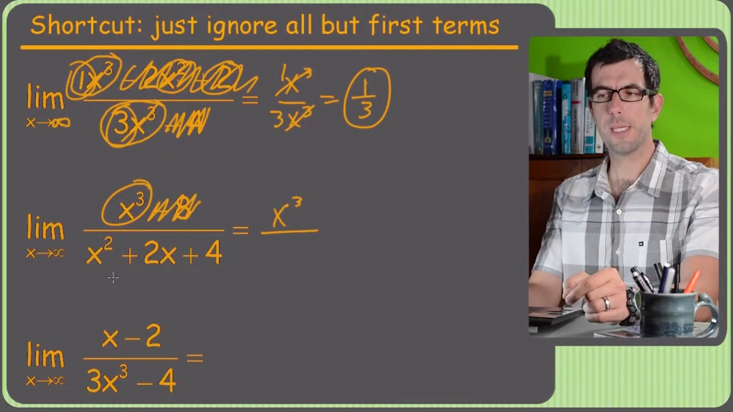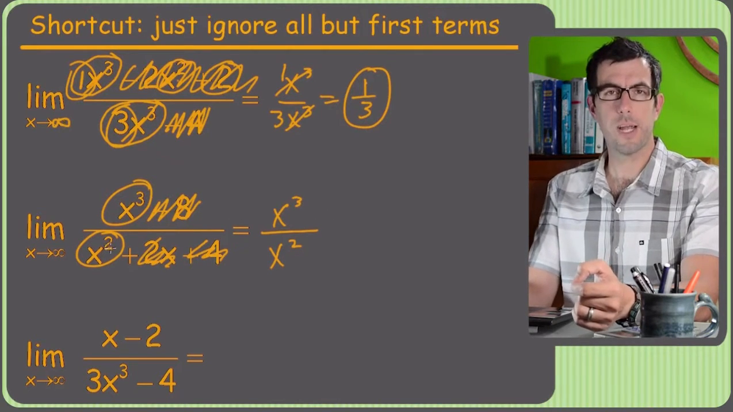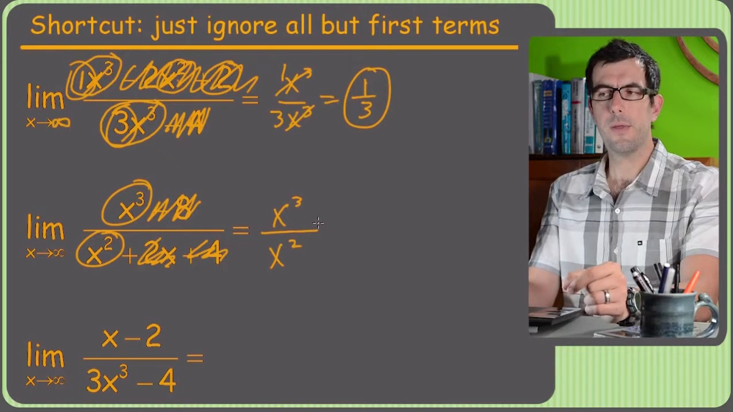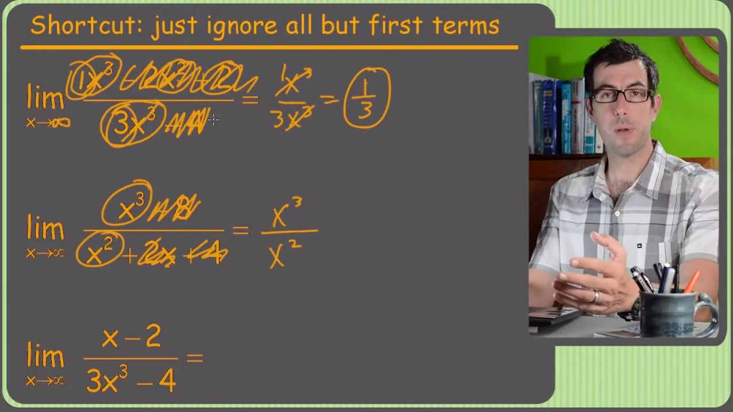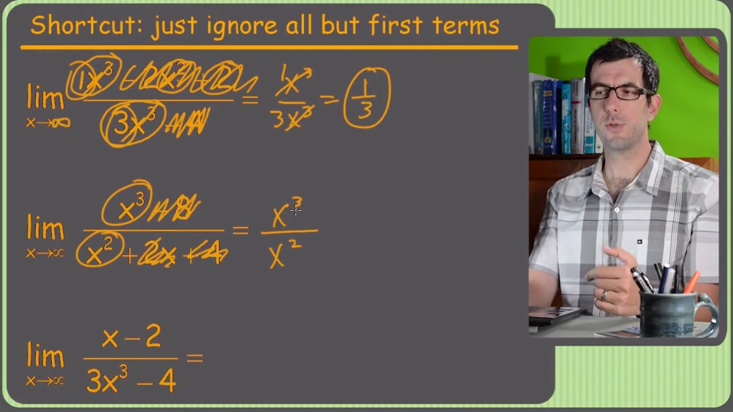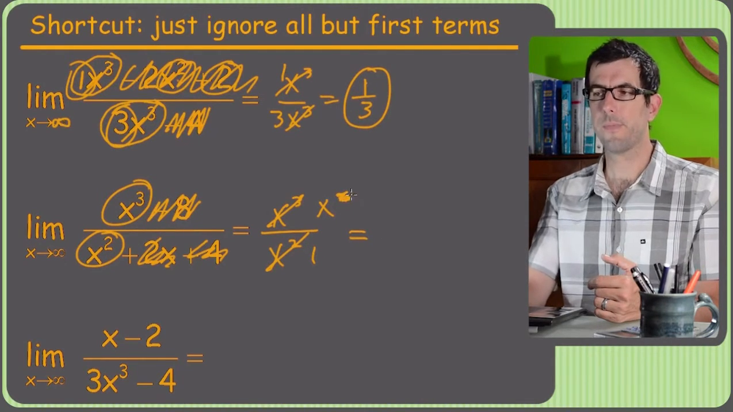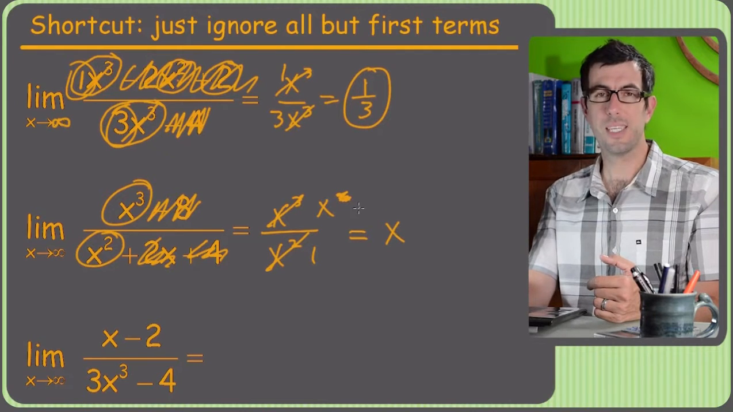And then of the 3 terms downstairs, x squared, 2x, and 4, x squared is the highest power. Just going to ignore that, which just leaves us x cubed over x squared. Now this time the powers don't match. In the previous problem we had cubed over cubed. This is cubed over squared. So when you reduce this, you can just pull out an x squared from top and bottom. So this will become x squared. That'll become a 1. Oops, sorry, this will become an x. So it just reduces to x.